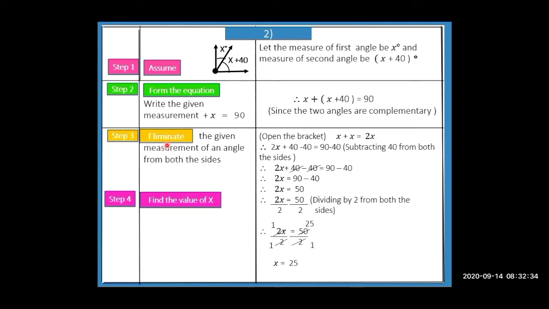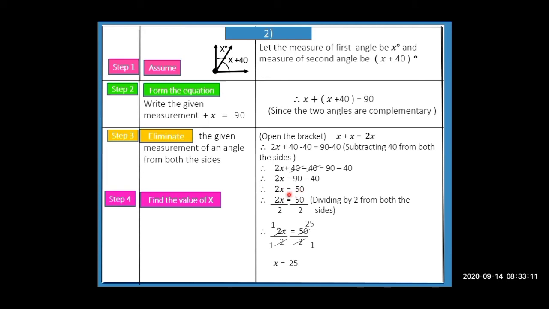Step 3, elimination. Eliminate the given measurement of an angle from both the sides. First, we open the bracket, x plus x equals 2x. Therefore, 2x plus 40 minus 40 equals 90 minus 40, subtracting 40 from both the sides. Plus 40 minus 40 becomes 0. Therefore, 2x equals 90 minus 40. So, 2x equals 50.